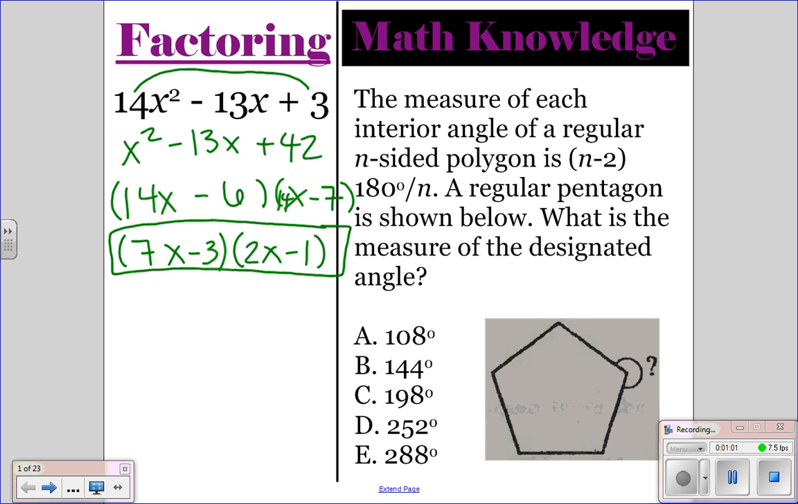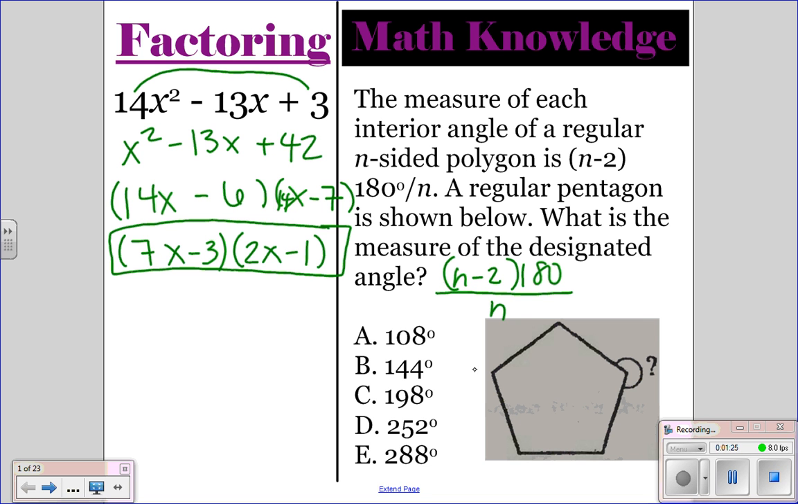For the math knowledge question, it tells us that the measure of each interior angle for an n-sided polygon is n minus 2 times 180 divided by n. So I'm going to write that here. N minus 2 times 180 and then divided by n, where you have n number of sides.